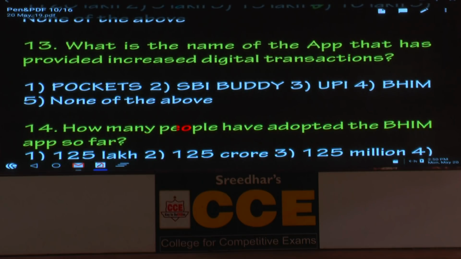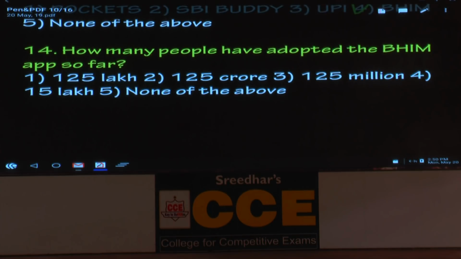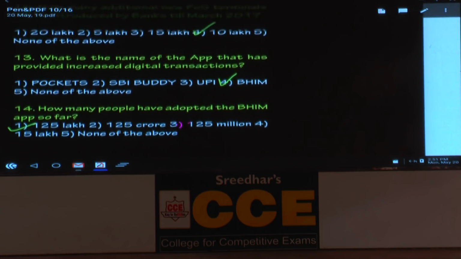What is the name of the app that has provided increased digital transaction? Easy one. Which option is that? Fourth option. Again mentioned in the passage clearly. I'm saving time because everything is there in the passage. And we have done this already. How many people have adopted the BEAM app so far? 125 crores or lakh? Lakh. So which option is right? First option. Again mentioned in the passage.